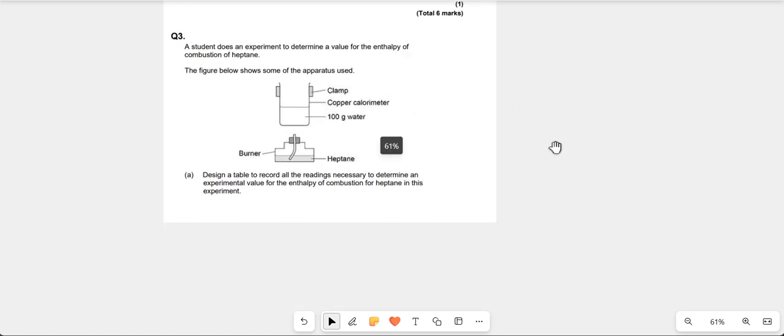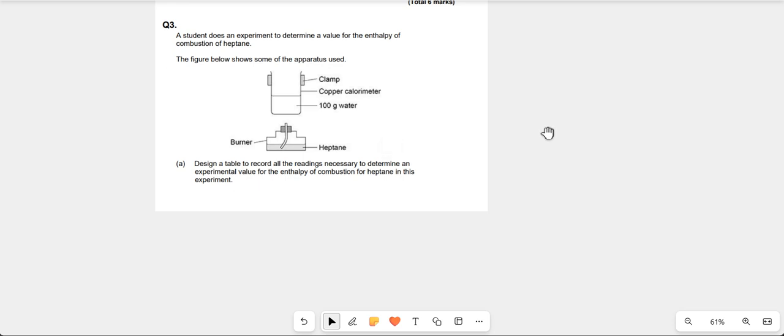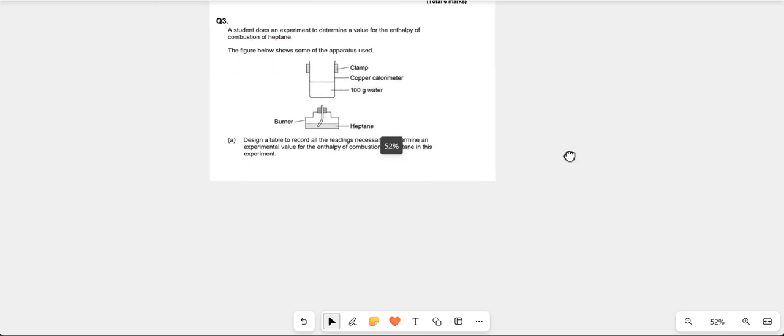Alright, calm. Question three. The student does an experiment to determine the value for enthalpy of combustion of heptane. Figure below, design a table to record all the readings necessary to determine an experimental value. Alright, let's do that then. So we're going to need to record temperature: initial, final, delta T, because it's like some enthalpy change questions. And then I'm also going to find how much mass was burned, right? So I need to record the burner weight before and then the burner weight after, and that will tell me.